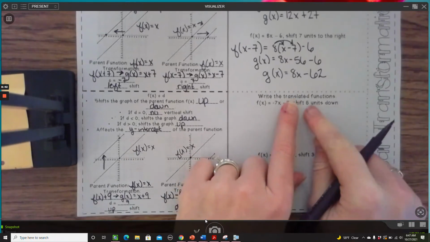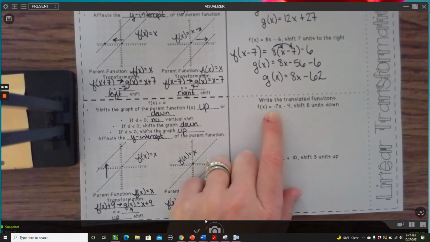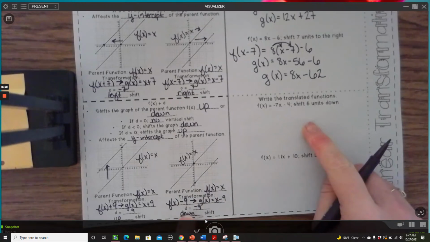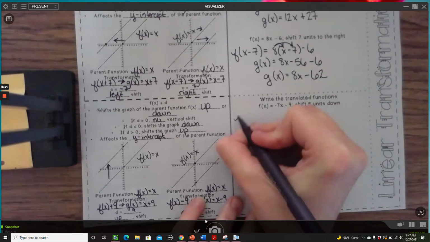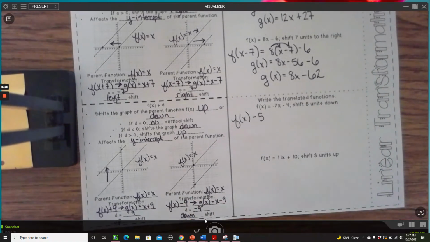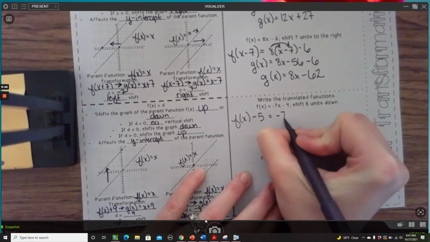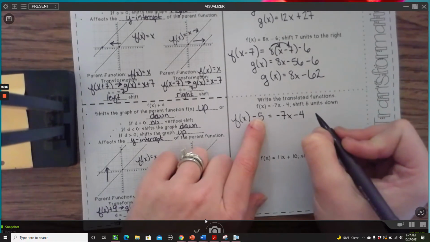All right, so same thing here. We're going to write these translated functions. So I'm going to take f of x equals negative 7x minus 4, and I'm going to shift it 5 units down. So 5 units down looks like this. So f of x, and then I'm going to subtract 5. So what that looks like in the equation is I write the original equation of the line, and then I'm just going to subtract 5 from it.